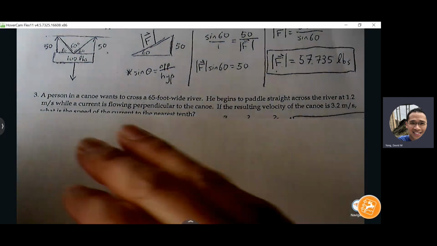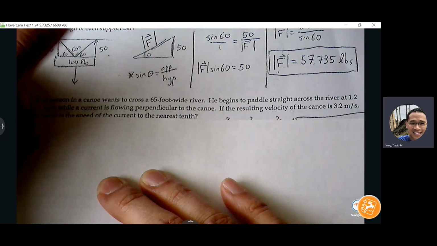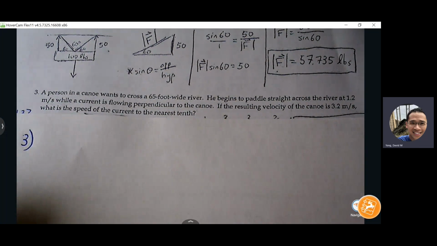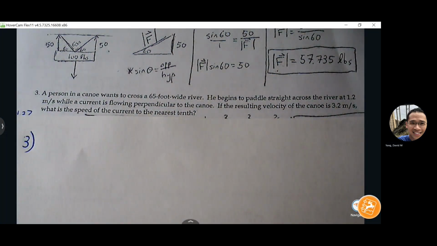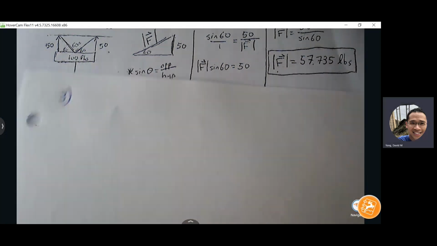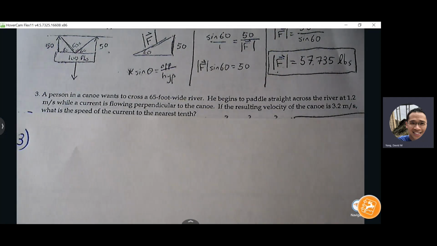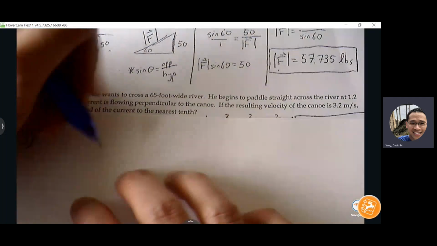Okay, so number 3. The setup is a little bit different here. This is the person in the canoe who wants to cross a 65-foot wide river. And that 65 is really not going to play a role in this problem because everything's in terms of velocity here. So let's say we have a river here.